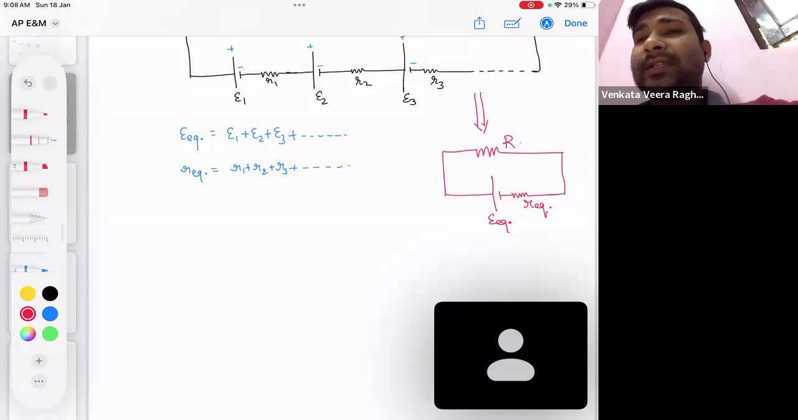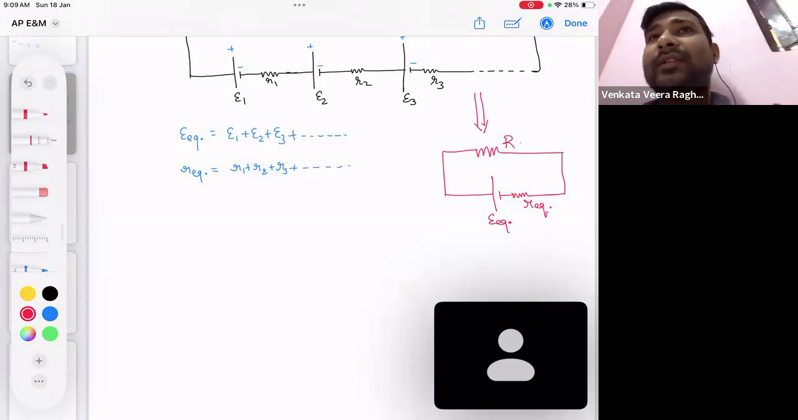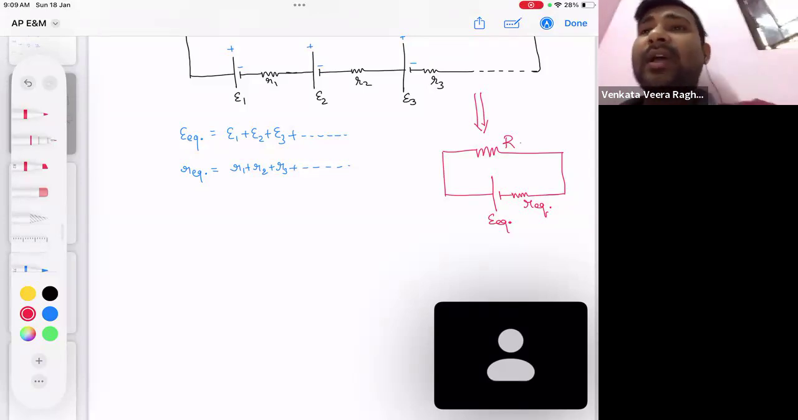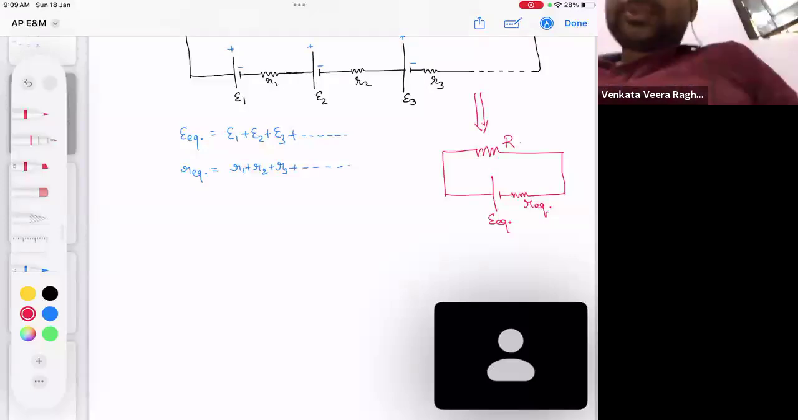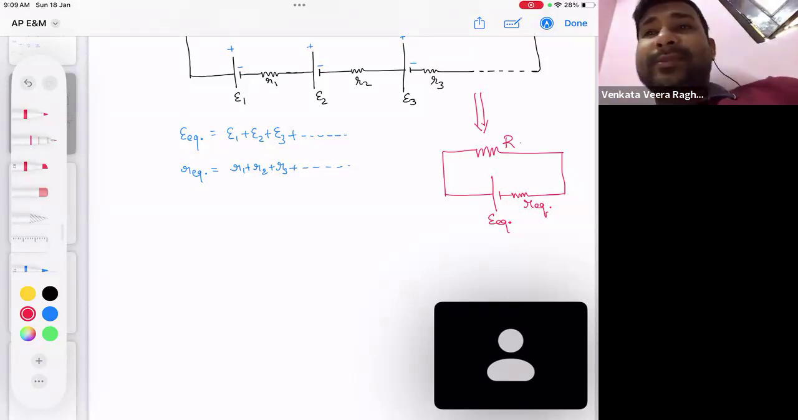Understood? But if one positive is connected to another positive, or one negative terminal is connected to another cell's negative terminal, in that case, we should write it E1 minus E2 plus E3, depending on how they are connected. Understood? So we'll take an example and try to understand when we should add them, when we should subtract them.